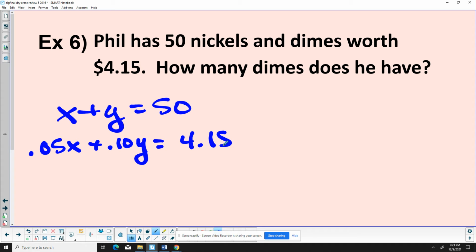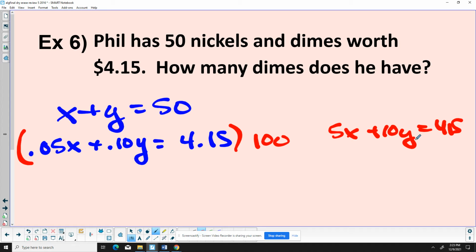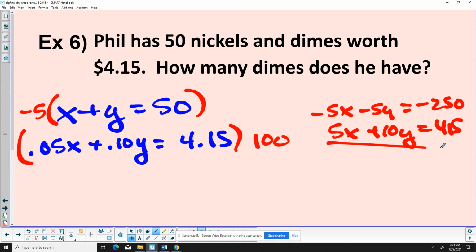Okay, so I think I'm going to multiply the bottom one by 100 so that I don't have to deal with these decimals, to make that 5x plus 10y equals 415. That's much nicer. And then I'm going to do elimination. So I'm going to multiply this by -5. So -5x minus 5y is -250. So those cancel, and that's 5y equals 165.